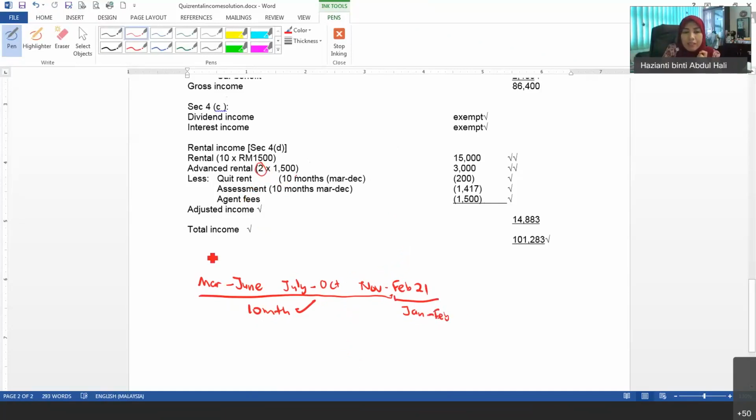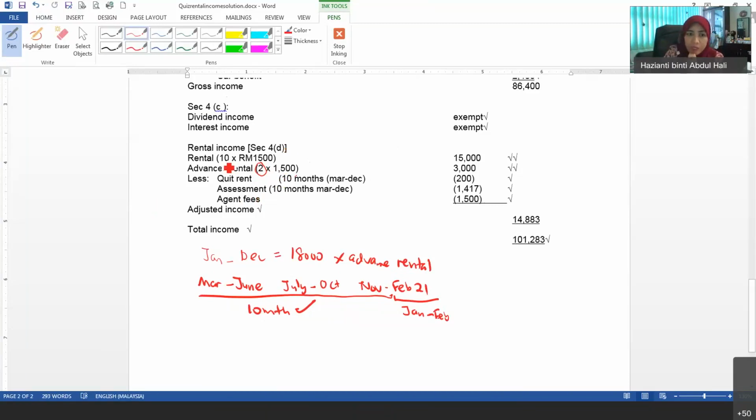If the rental starts in January, no problem. Then until December, the rental would be 18,000 and no advance rental. Right? If the rental starts in January, there will be no advance rental. Now the rental starts in March, but he gets payment for 1 year already. He gets payment for 1 year from March until February next year. So there will be 2 months advance payment. Understand?